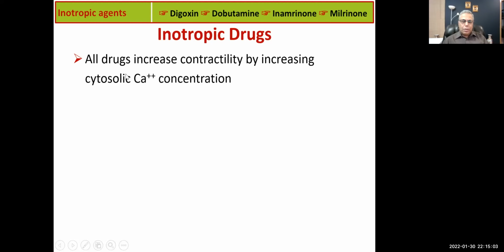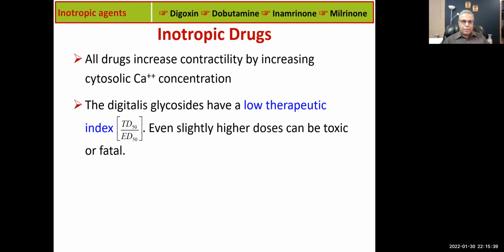But remember that all these drugs increase contractility by increasing cytosolic calcium concentration. Now, many people believe that, all right, increasing calcium concentration does increase the contractility and inotropy of the heart, but in the long run, increasing calcium concentration reduces the life. It increases mortality. Okay, so that is why there are some new drugs that increase the contractility of the heart without increasing the cytosolic calcium.